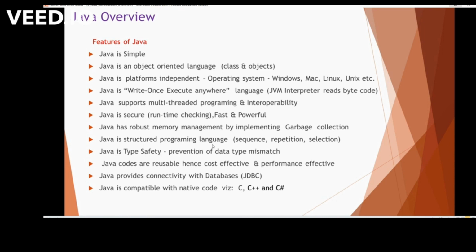Java code is reusable, hence cost effective and performance effective. Reusable means we can use OOPS concepts for reuse of code. Java provides connectivity with databases through JDBC. JDBC is very important, as it gives the connection between databases and Java. And Java is compatible with native code such as C and C++. So these are the features of Java. Thank you.